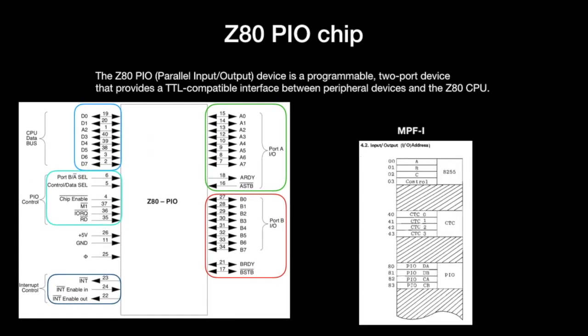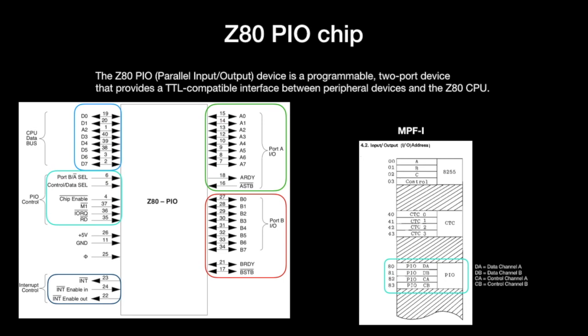In the MFP1 you can address a PIO chip at 4 port-mapped addresses, from the hexadecimal values 80 to 83. DA stands for data channel A, DB for data channel B, CA stands for control channel A, and CB for control channel B. With the control ports you program the behavior of the respective channels.